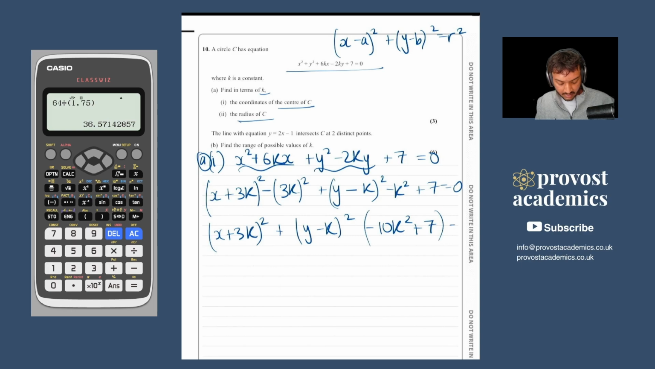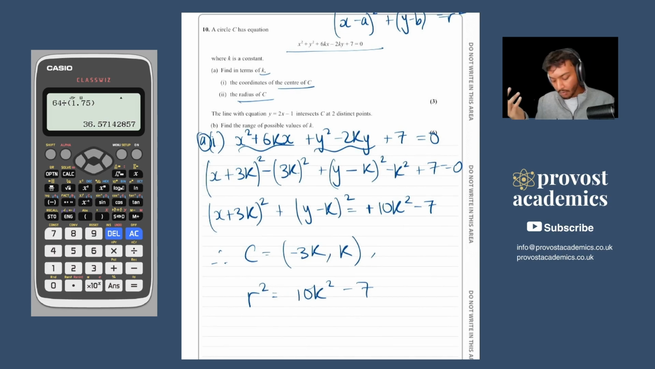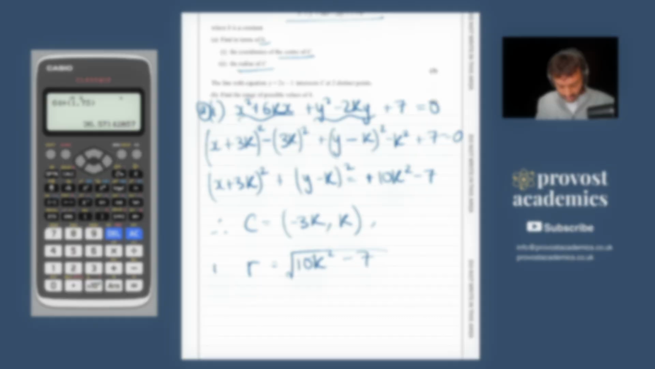And that's my center. So therefore, that's my radius. Actually, what I'll do is I'll take it to the other side. So this becomes positive and that becomes negative. So therefore, my center is going to be (minus 3k, k). We always swap the sign on the inside of the brackets, and my radius squared is going to be 10k squared minus 7. I don't think there's a point in square rooting that; you're not going to get anywhere with it. But since they want the radius, I guess yes, fine, you can square root that, no problem.